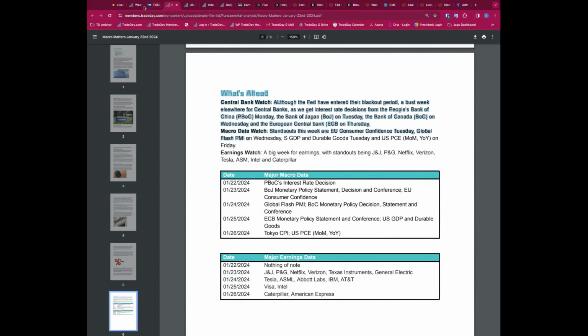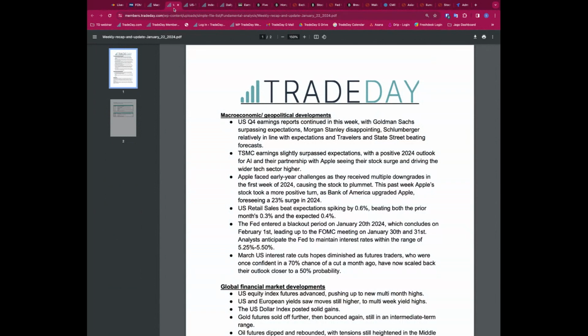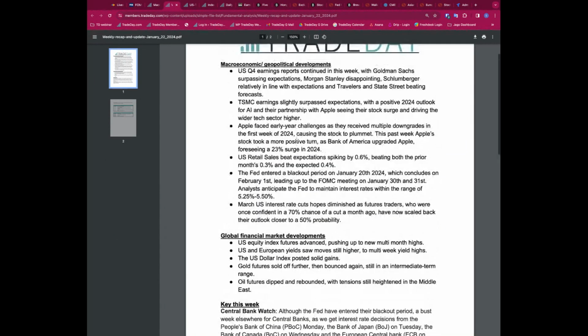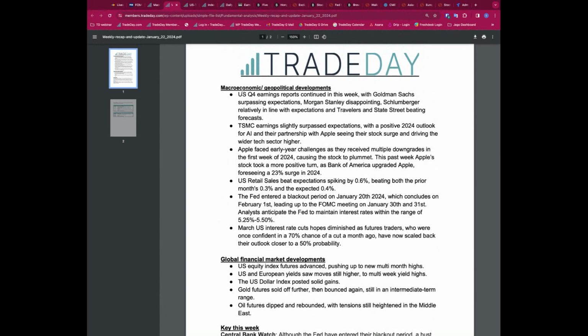We'll take a look at the summary article, though, which is the weekly recap and outlook, which covers basically just the bullet points of everything covered in the Macro Matters. So US Q4 earnings reports continued, probably on the better side. They've not been outstanding. Morgan Stanley disappointed. Goldman Sachs beat. Schlumberger was in line. Travelers and State Street beat forecasts.